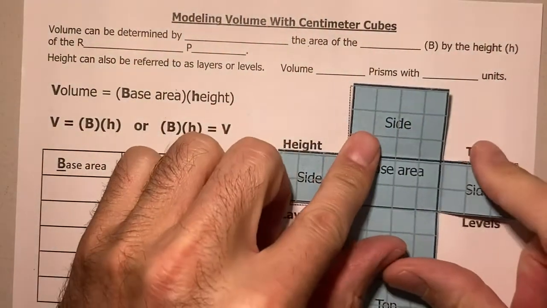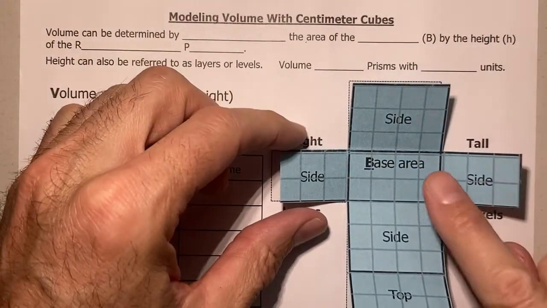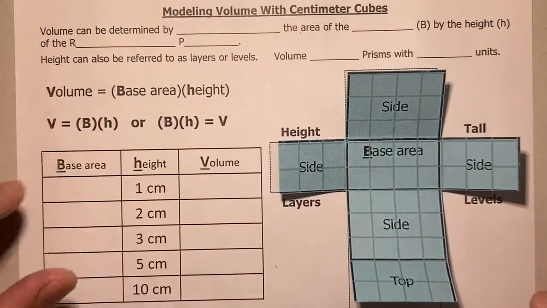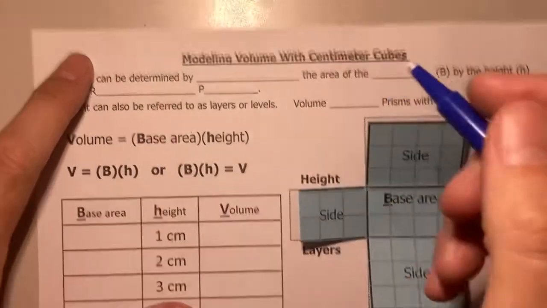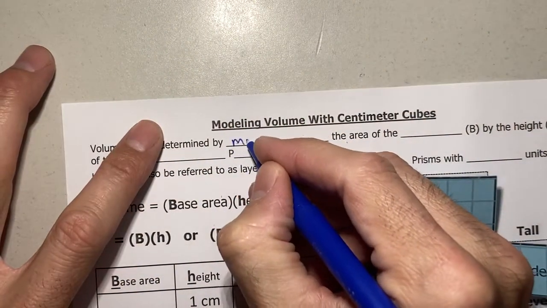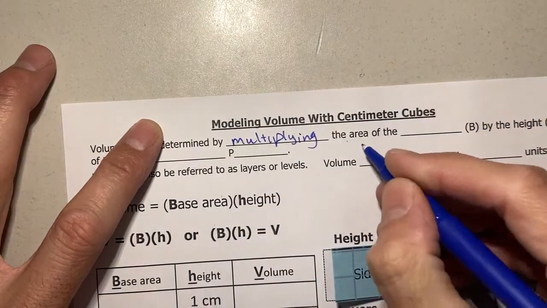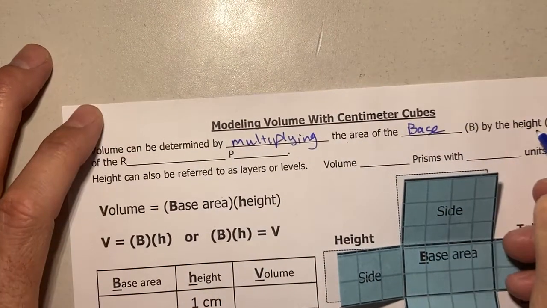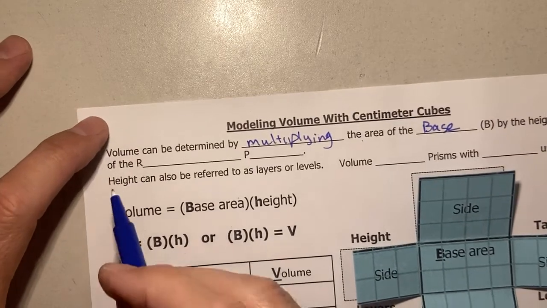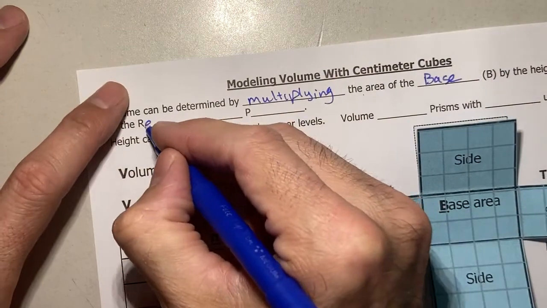So we are going to create volume by stacking cubes, creating height on the base area of a shape. So volume can be determined by multiplying the area of the base of a shape by the height, how tall it is going to be, of a rectangular prism. So for 6th grade, we're going to use rectangular prisms.